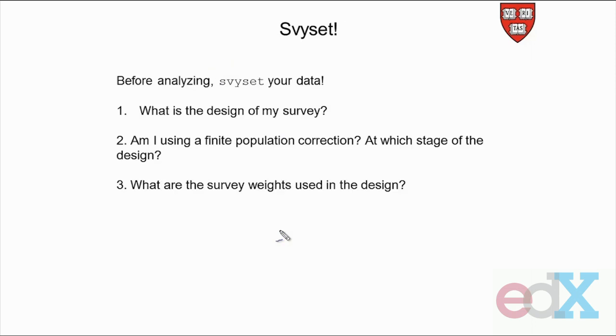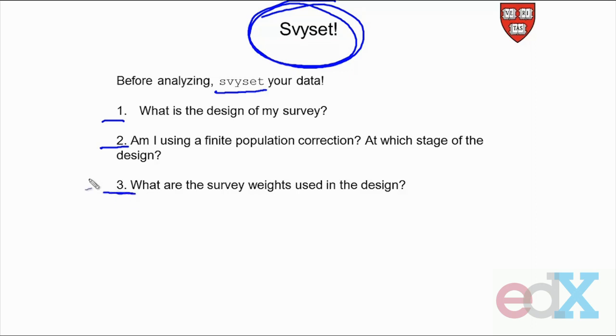Anytime you're analyzing survey data in Stata, the key thing is to know how to survey set your data. To do that, you just run one svyset command in Stata that we're going to see later. But before running it, what you're feeding into Stata with this command is, first, you're telling Stata what is the design of my survey? How did I go about doing my sampling scheme? Second, you're going to tell Stata, do I want to use a finite population correction, and at which stage of the survey design? And third, and arguably most importantly, you have to feed the survey weights into Stata, and within this svyset command, you need to tell Stata what your survey weights are.